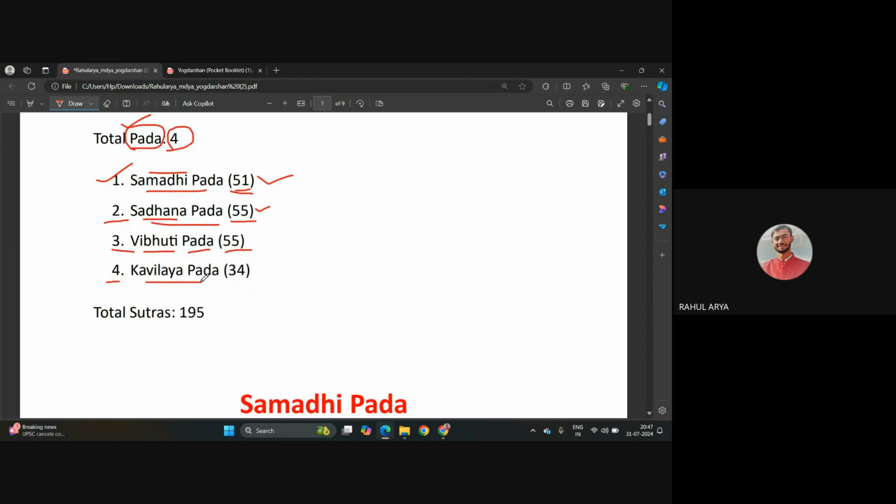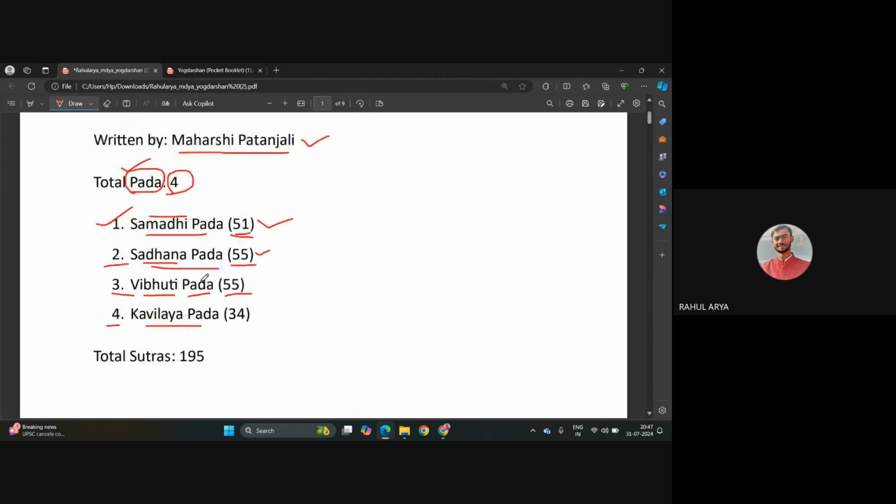Chapter number 4 is the Kevalya Pada. Kevalya means liberation. What is the ultimate purpose of this book? The purpose is liberation, the Kevalya. Kevalya and liberation are both the same. You can say moksha, mukti, liberation, all are synonyms. The majority of the Kevalya is described in this chapter, and the main definition is also here, in the last sutra. That's why its chapter name is the Kevalya Pada, and it includes a total of 34 sutras. So in total we have 195 sutras. In a few texts you get 196, but from the exam point of view, remember only 195, okay?